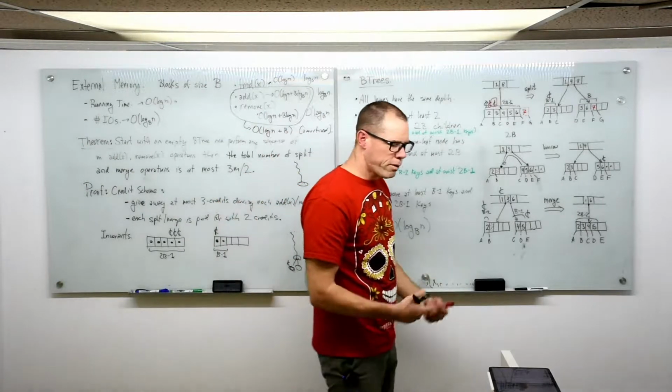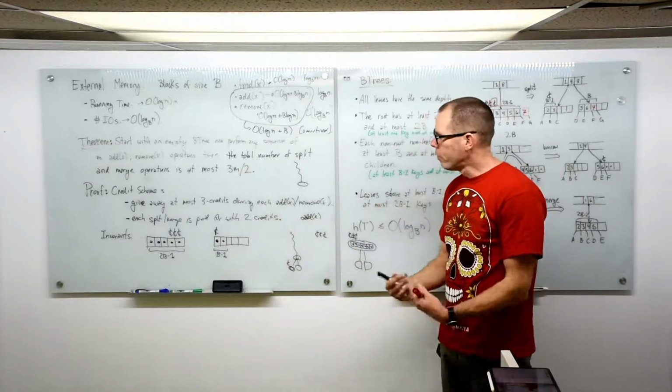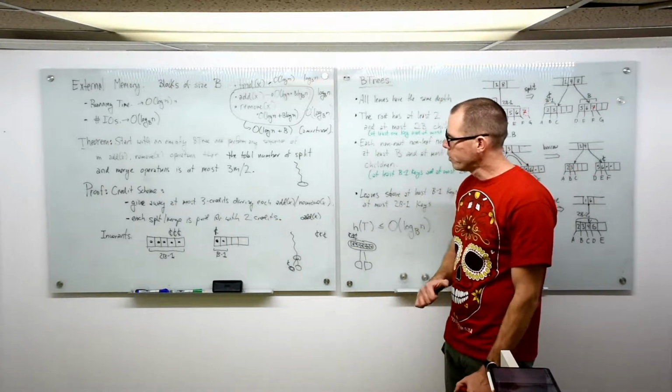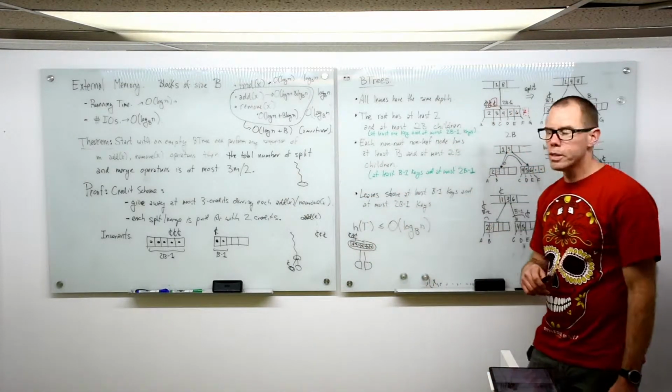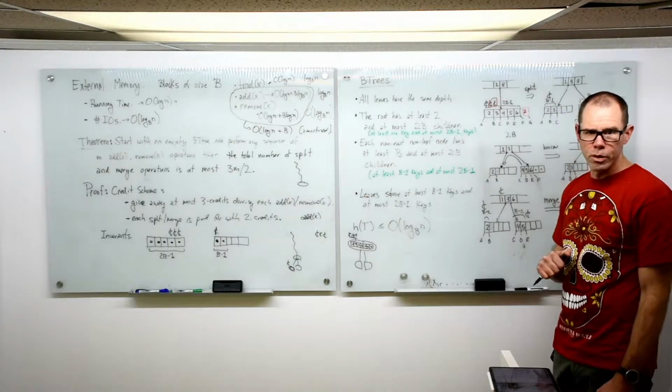All right, so with the 3 credits you give me during add and remove, I can maintain these credit invariants. If I have the credit invariants, I can pay for 2 credits for every split and merge. So the conclusion is that if you do only M operations, you only get 3M over 2 splits or merges in total.